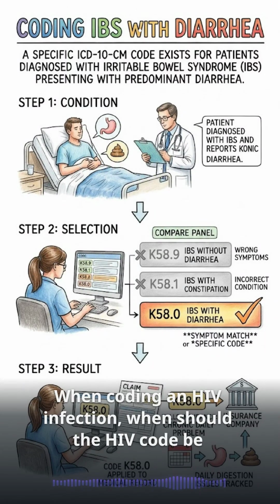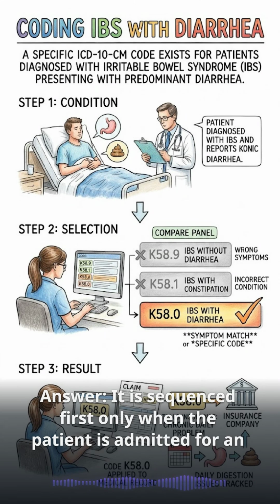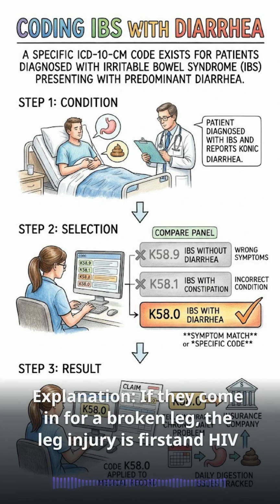27. When coding an HIV infection, when should the HIV code be sequenced as the principal diagnosis? It is sequenced first only when the patient is admitted for an HIV-related illness today. If they come in for a broken leg, the leg injury is first and HIV is secondary.